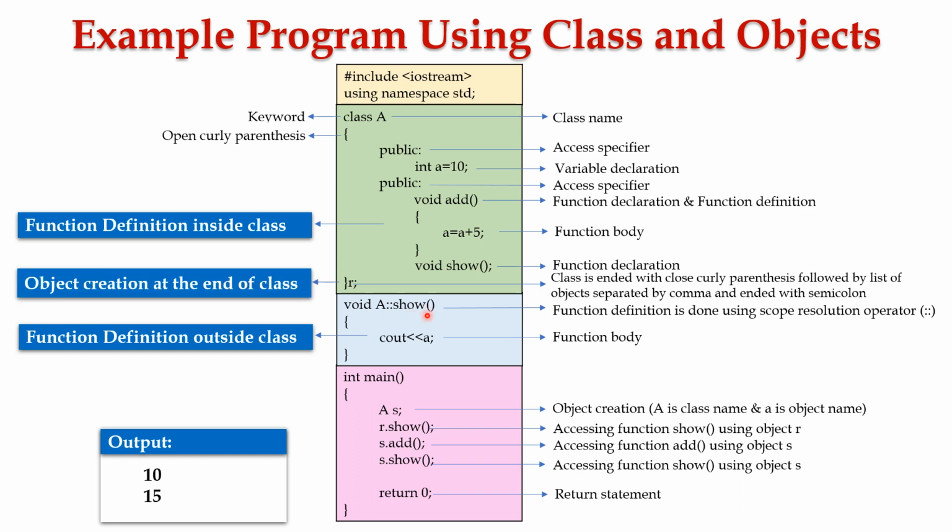The next point is object creation. We can create the object at the end of the class. It is optional, but we can create the object at the end of the class. If we are creating multiple objects, they can be separated by commas and ended with a semicolon. The next one is object creation in the main function. We can create objects in the main function also. Here also we can have multiple objects for the same class. This is what we have seen in the previous slide.